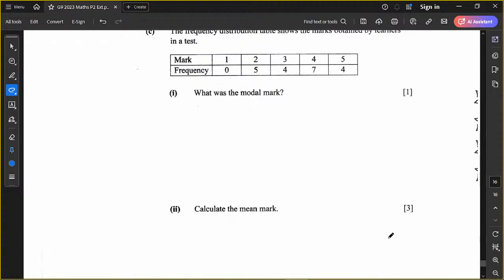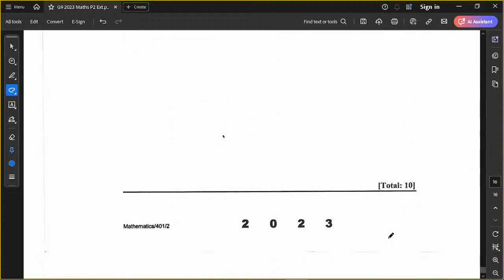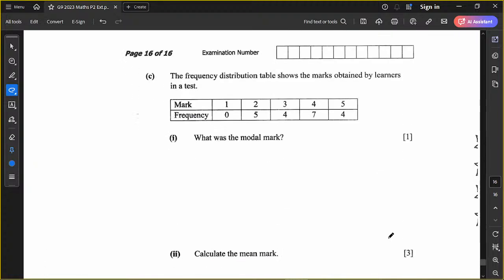Okay, we come to question 8C. Let's finish question 8C, as follows. The frequency distribution table shows the marks obtained by learners in a test. So for marks, 9 got 1 mark, 5 got 2 marks, 4 got 3 marks, 7 got 4 marks, and 4 got 5 marks. Now after we have studied this, the actual question is: what was the modal mark?